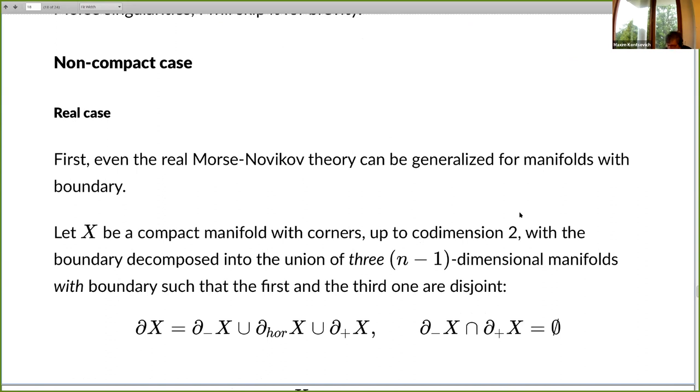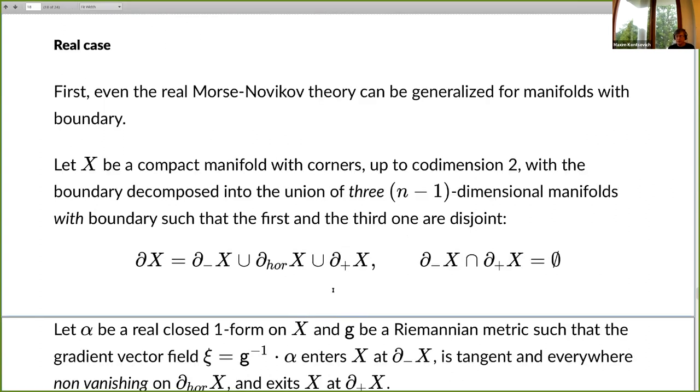So one can think, instead of non-compact real manifolds, it's more convenient to think about manifolds with boundary. And the picture is the following. In the real picture, in the Morse-Novikov story, we can imagine that X is a manifold not really with boundary, but with corners, and the corners up to codimension 2.